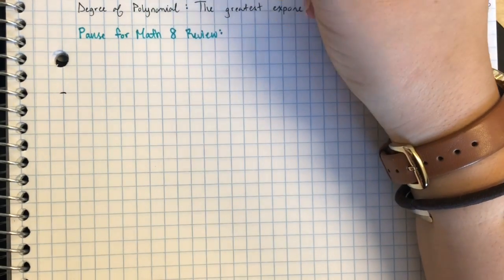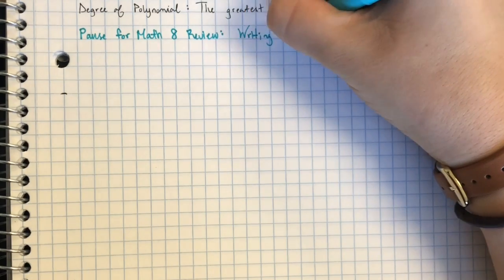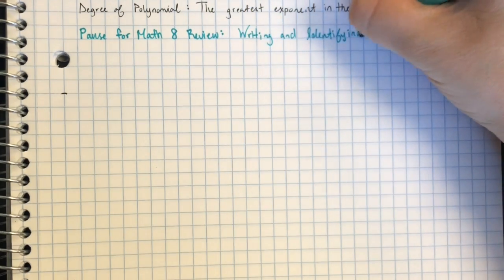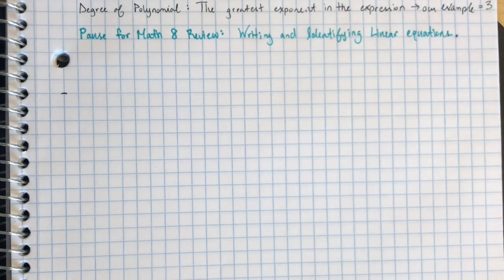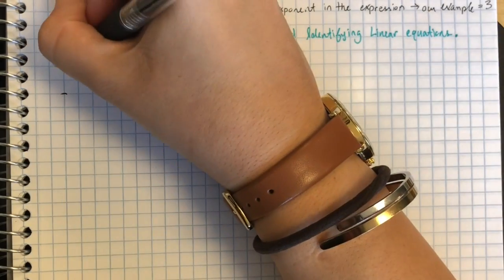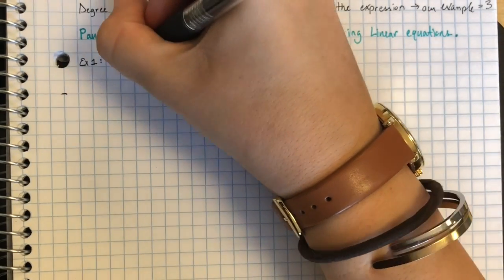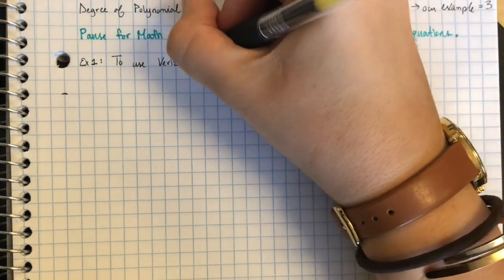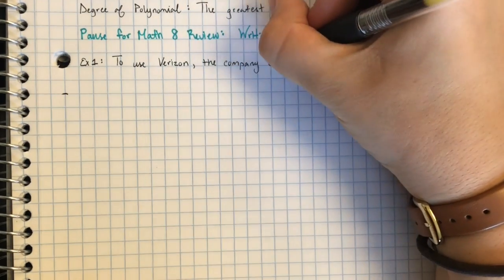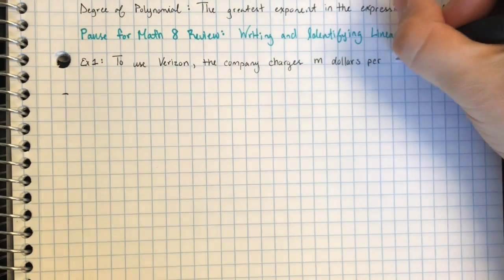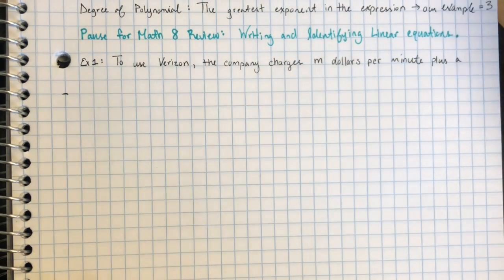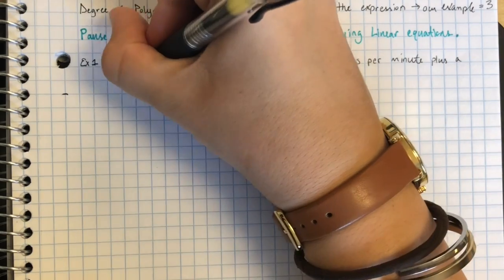So we're going to pause for a minute to just review a little bit of our Math 8 concepts, really just thinking about linear equations, because there's a few applications to linear equations that we're going to be able to use when we think about solving and graphing polynomials. So this first example is just a quick word problem. It says to use Verizon, the company charges $M per minute, plus a flat fee of $F.